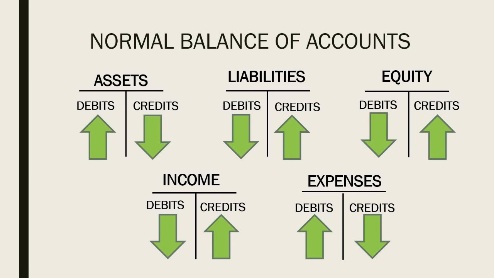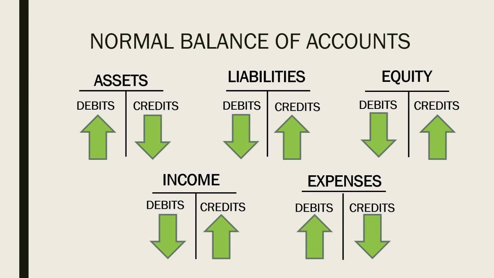So for example, if cash is one of my biggest assets, right? It's my number one asset. Cash is going to be increased. So if I receive cash, it's going to be increased by a debit. If I spend the cash or I have to pay something, it's going to be decreased by a credit. Okay?